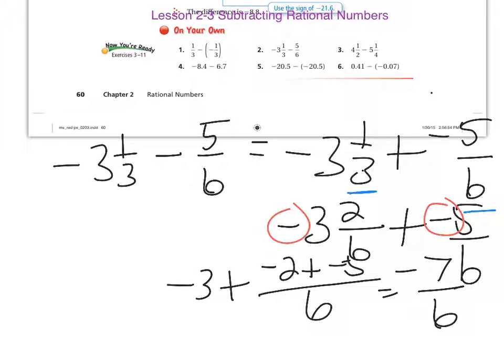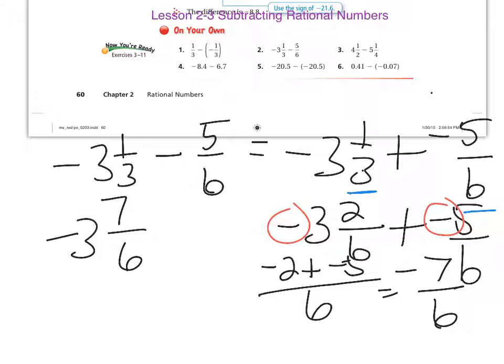And you don't have to necessarily add that like I did, but you could do it improper. You don't have to, though, I guess is what I'm saying. It's up to you, whatever works best for you. So this would be then a -3 and 7/6. But this 7/6 is improper.